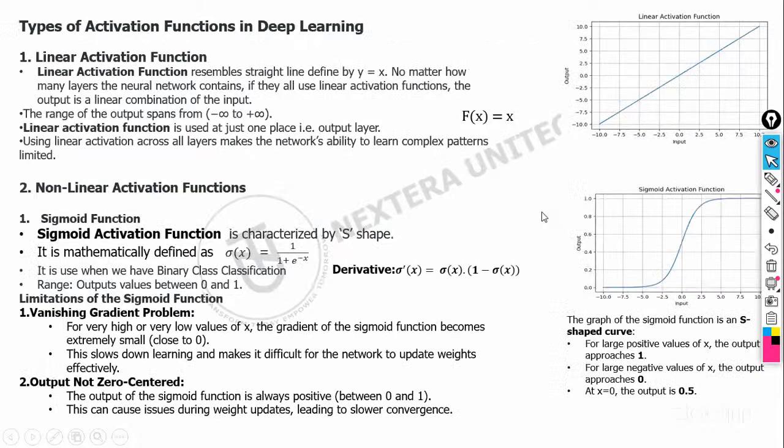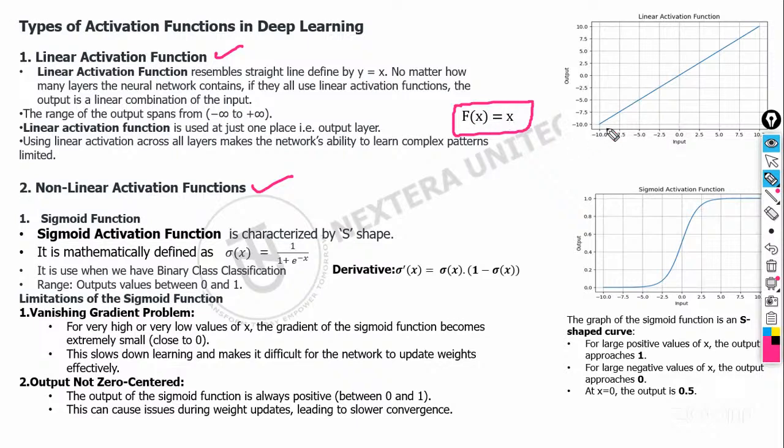Right, so let us start with the types of activation functions. Activation functions are majorly divided into 2 types. One is linear and the other one is non-linear. For the linear activation function, we have only one, where the function is given in this way: f(x) = x.